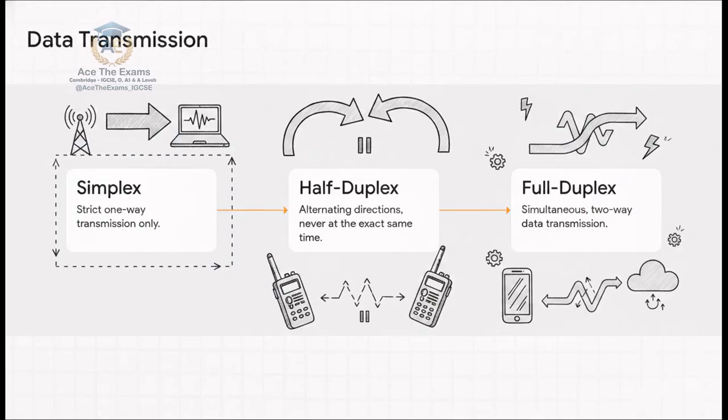And hey, this structured logic applies perfectly to data transmission too. There are 3 distinct modes you need to master chronologically. Step 1 is simplex, which is strictly one-way transmission. Step 2 is half-duplex, where data alternates directions but never at the exact same time. And step 3 is full duplex, which is simultaneous, 2-way transmission.